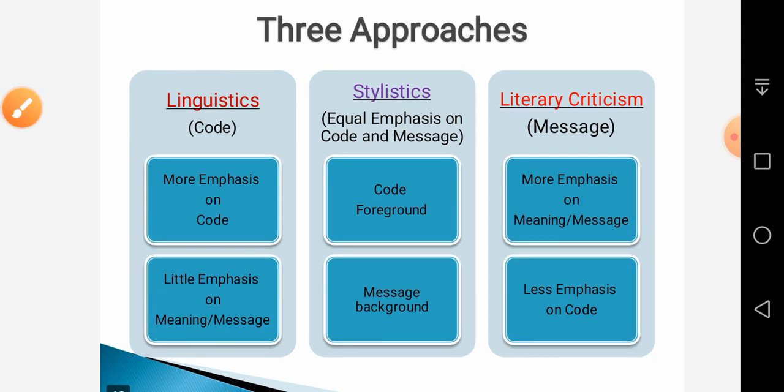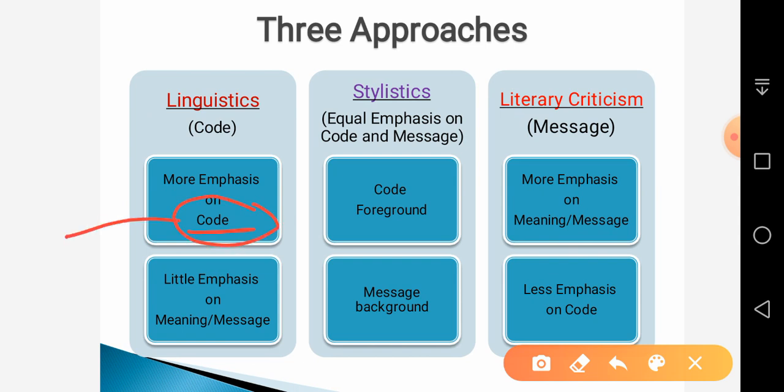The more emphasis is given to code. When I say code, I mean linguistic data, and little emphasis is given to meaning or message. So they spotlight code. So we can say they are much tilted towards the language of the literary text. Now, literary critics, literary criticism, that is the traditional approach, they are quite biased for message or content and ideas, theme.